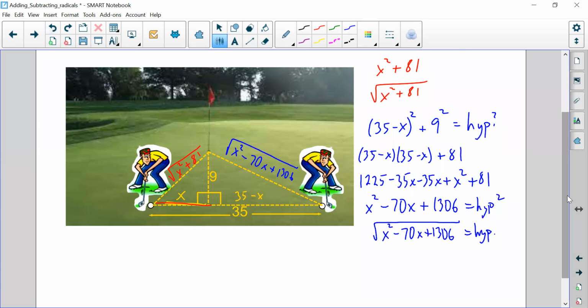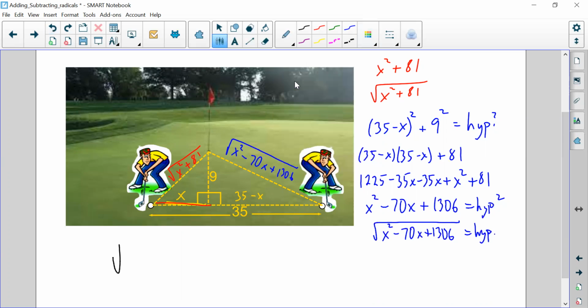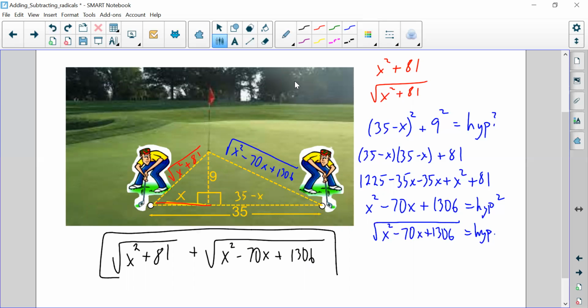So the sum is just adding them together. You take one distance plus the other. So this distance plus the other distance. And that is it. That looks pretty crazy and may look ugly to you, but that's 100% correct. That's full credit. With the information we have, that's as far as we can go.